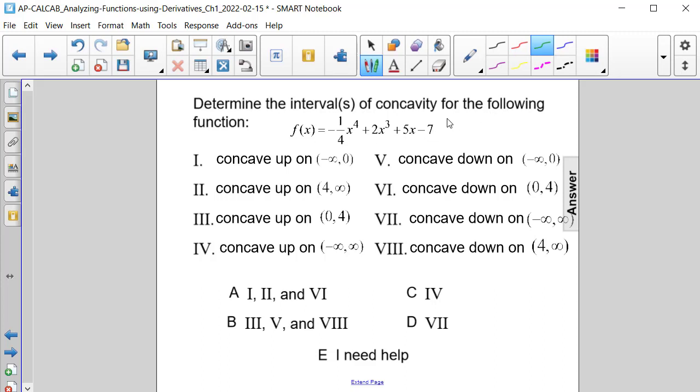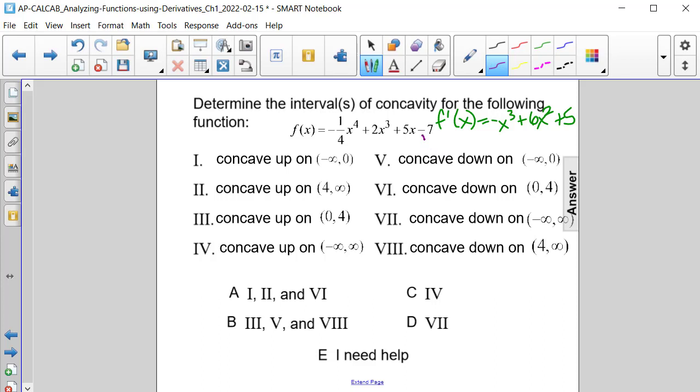So let's start off by figuring out the first derivative, f'(x). And that's going to be equal to -x^3 + 6x^2 + 5. And we use the power rule with every single one of those terms. And the derivative of -7 is 0, so we don't have to rewrite it.